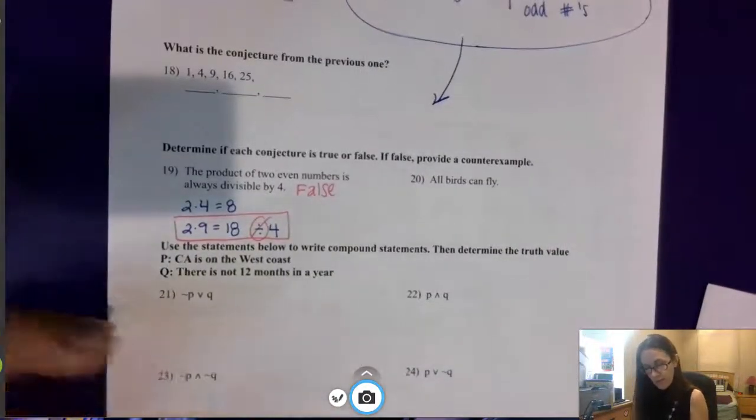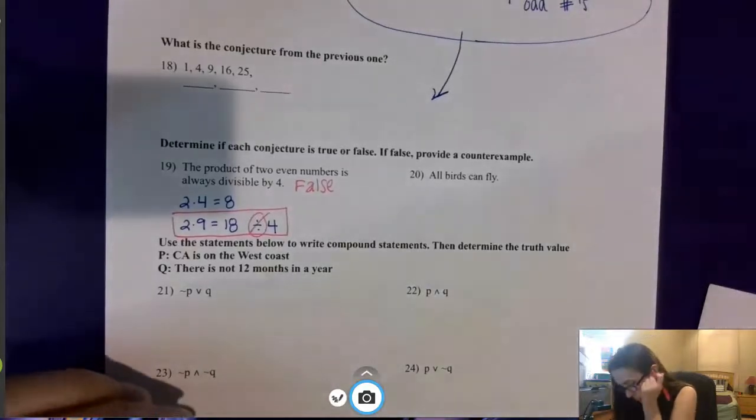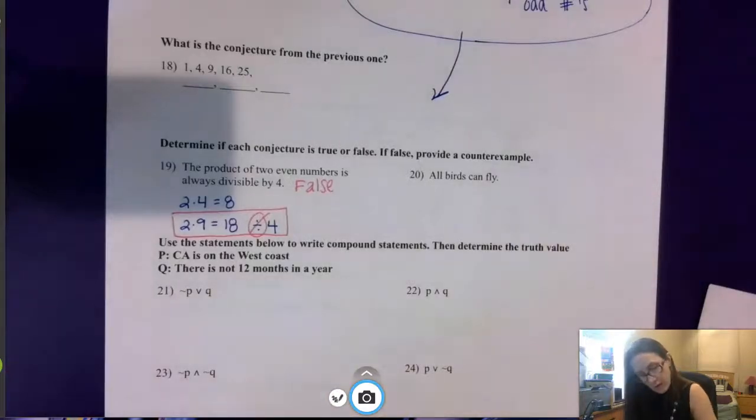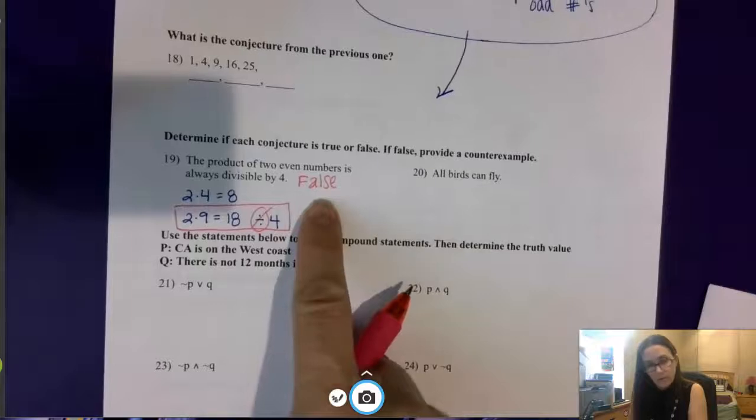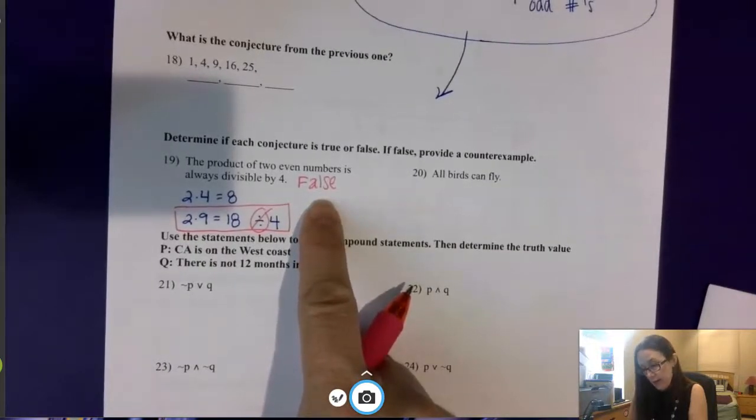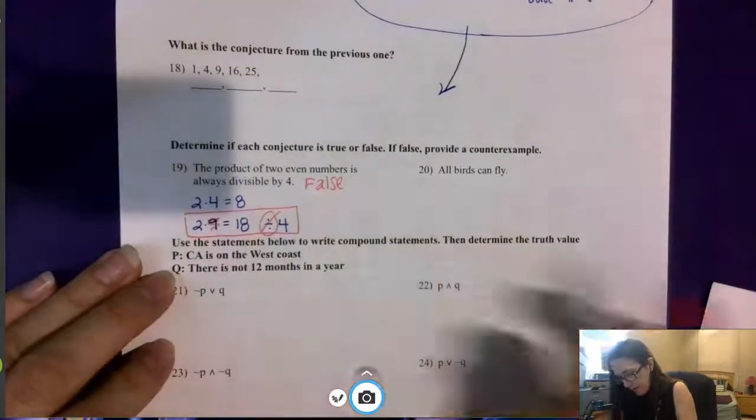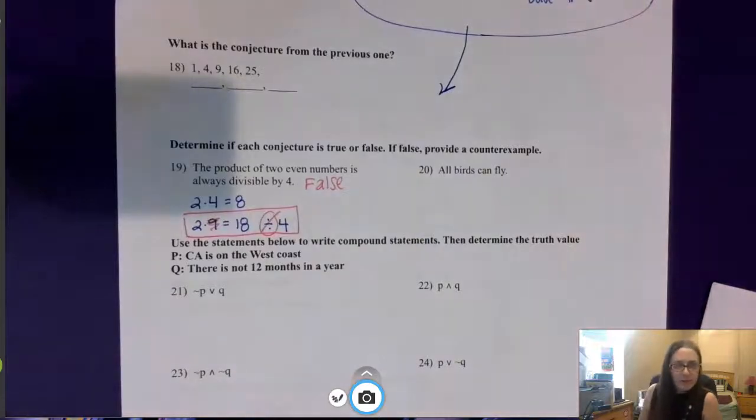All birds can fly. The key, FYI, tells you that this is true for 19, and it is not. So I apologize, the key is incorrect here. That's weird. Oh, because that's not an even number. Duh. Oh my goodness. Yeah, that's wrong.